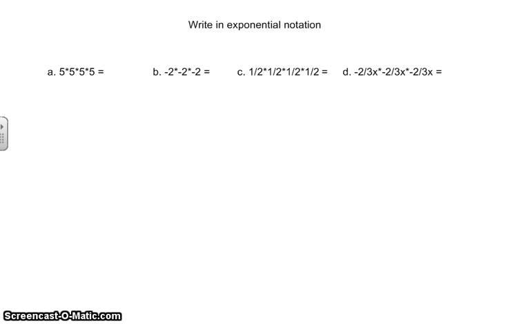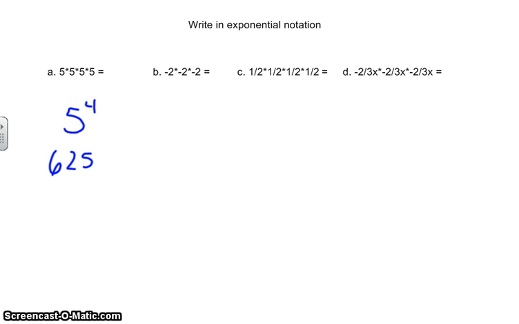Okay, so we want to write all these in exponential notation. So let's look at the first one. A says 5 times 5 times 5 times 5. So the base of this is obviously a 5. Now I look to my exponent or my power, and I see that there are 4 5s, so that would be 5 to the 4th power. Oh, and if I want to do this one, then I would have 25 times 25, or as one of our numbers that we need to know, 5 to the 4th power is 625.